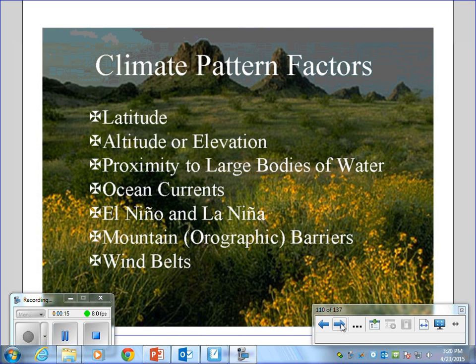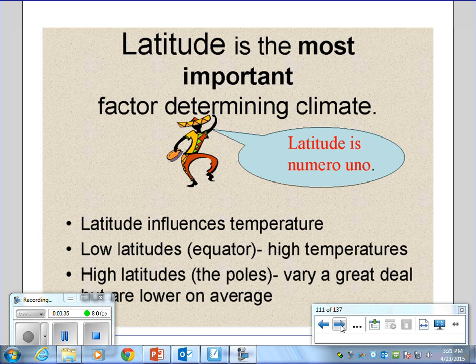You can see on this slide all of the different factors that are listed that do have an influence on the climate of an area. You don't need to copy these down because they are in your note packet, numbered with latitude being number 1. And as you go through pages 10, 11, and 12, you'll see each of these factors listed. So latitude is number 1, meaning it is the most important factor.